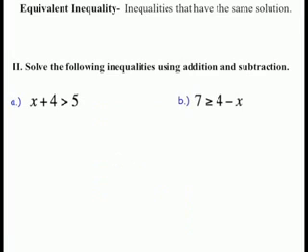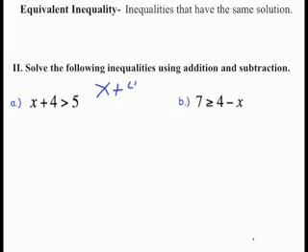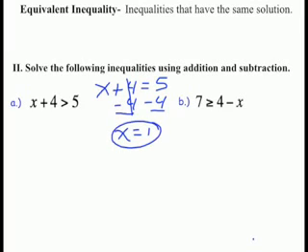Equivalent inequalities are inequalities that have the same solution. Solve the following inequalities using addition and subtraction. First, we have x plus 4 is greater than 5. Now let's look back to solving equations. x plus 4 equals 5. Now what do we do to solve x plus 4 equals 5? Because we're adding 4, we would subtract 4 from both sides, and we would get x equals 1.